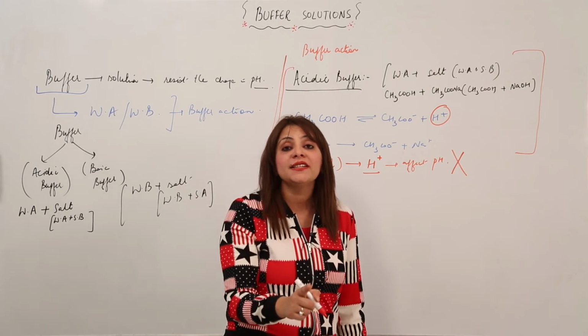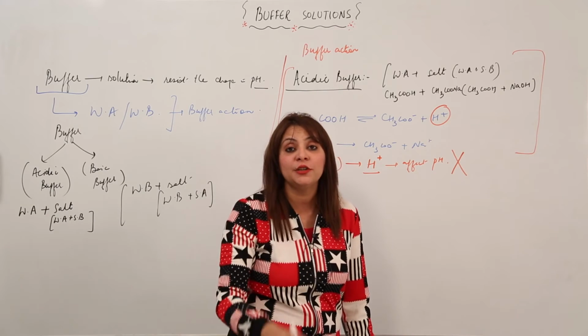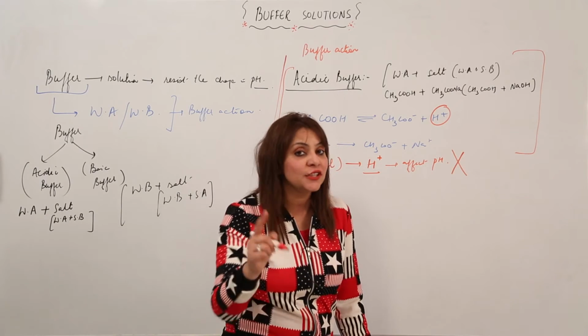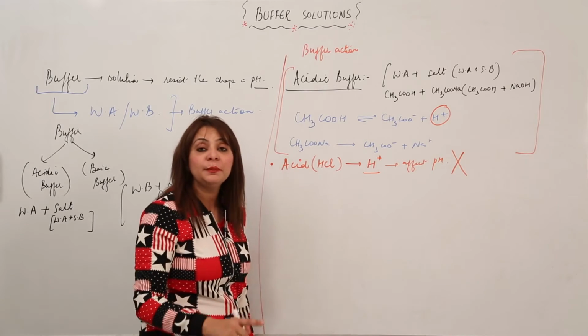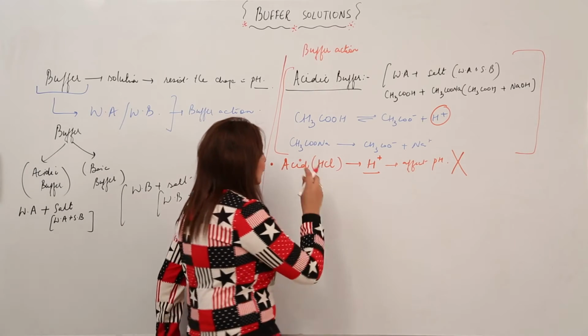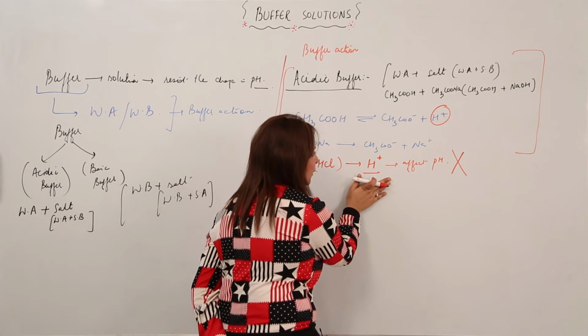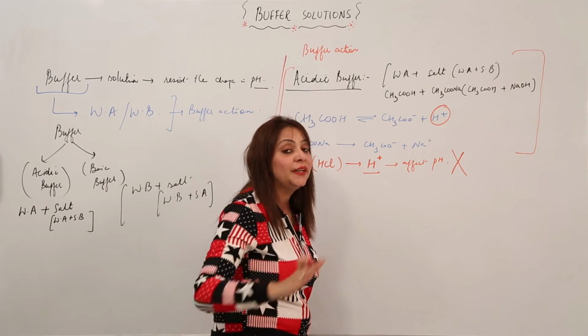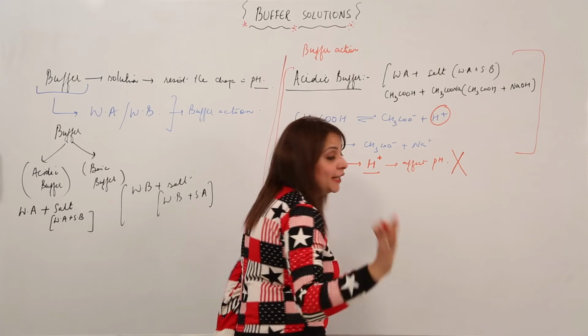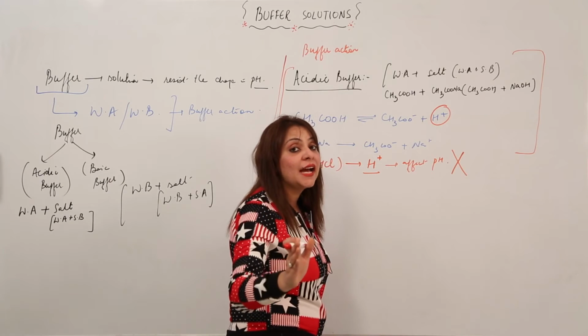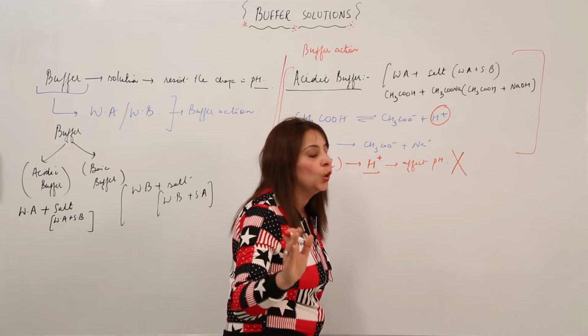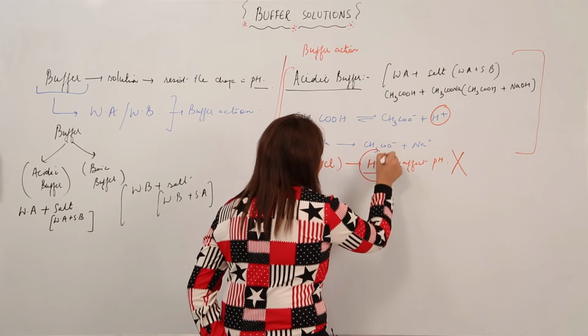That is the buffer action, where the buffer is playing a tricky task to resist the pH. So just look at the board and see how it is playing that tricky task, right? This acid did dissociate to form hydrogen ions. These hydrogen ions were supposed to alter the pH, but actually they are not altering it. Why are they not altering it, and where are these hydrogen ions going? The question now is, where are these hydrogen ions going?